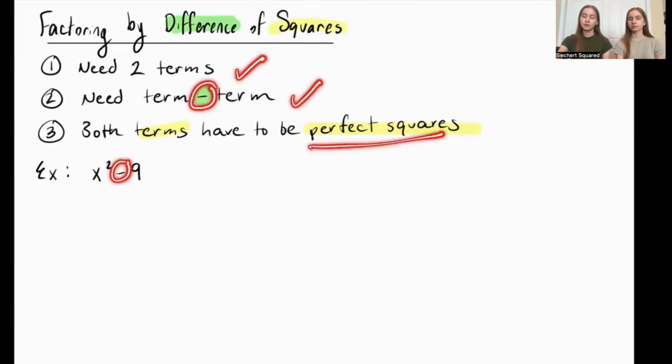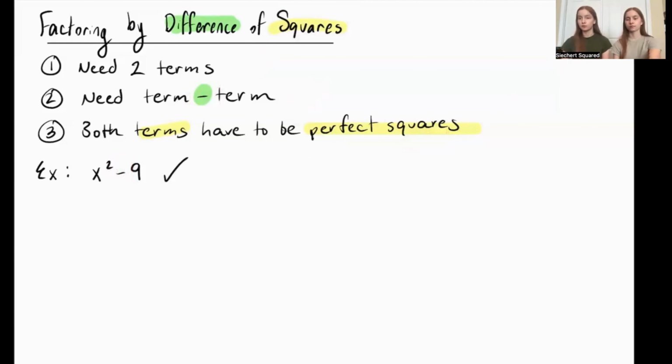Both of them have to be perfect squares. Now, x squared, if you have that even exponent, that means it's a perfect square. And the 9 that we have is also a perfect square because 9 is 3 times 3. So for this one, I'm going to put a little check. We could, in fact, use difference of squares.